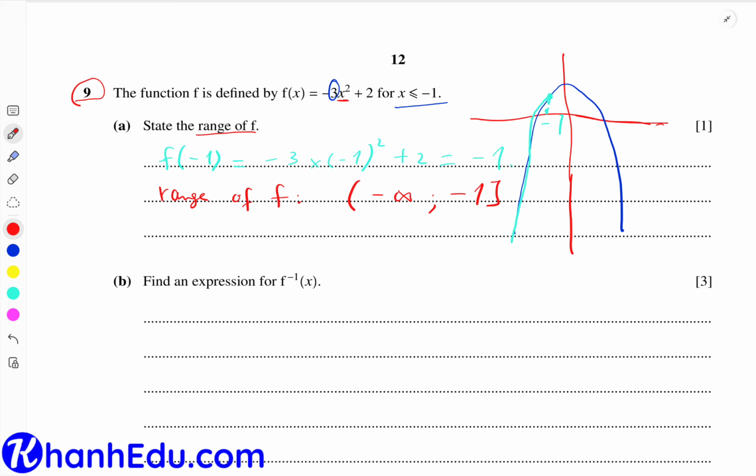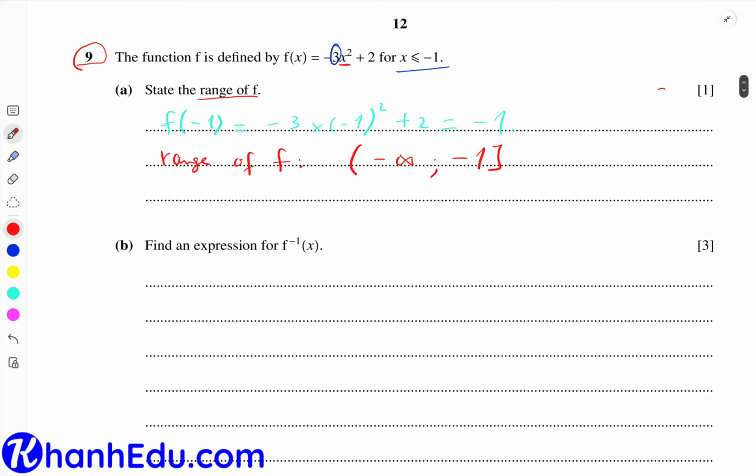I think the graph plays a very important role in finding the range of f, so you should remember the shape of the quadratic. Okay, the next one, question B: find an expression for the inverse of f of x.